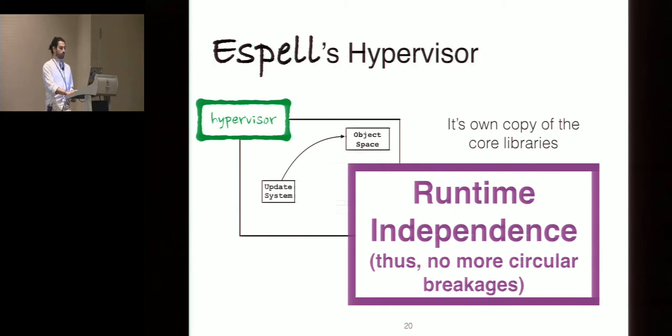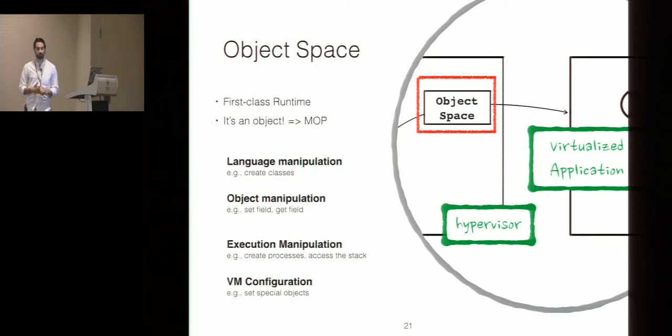Then the last part of the puzzle is the object space object. So I said that our update system will talk to an object space object. This object space object is a first-class runtime. It's an object that will represent a runtime system, and it will provide us with operations to modify, to manipulate this virtualized application by, for example, modifying the language, creating classes, creating methods. It will also give us operations to modify objects in there through mirrors, in this case. It will also provide us with operations to manipulate the execution, like the stack or the processes.